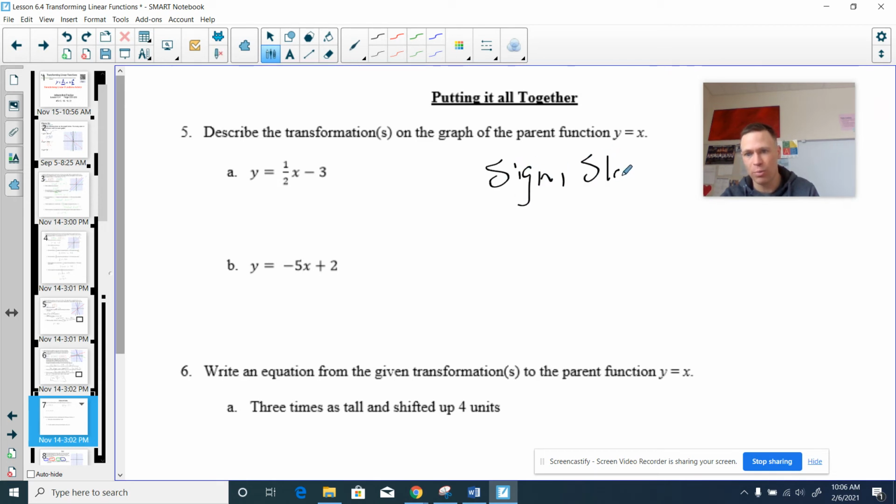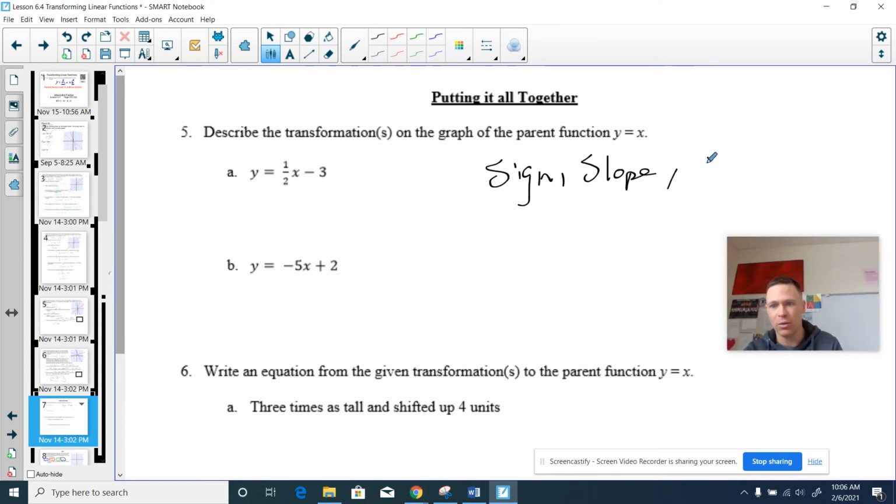You got to look at slope, and you got to look at y-intercept. Okay? Sign has to do with reflections. Slope has to do with tallness. And the y-intercept has to do with shifting. So those are the things that we're looking at, right?